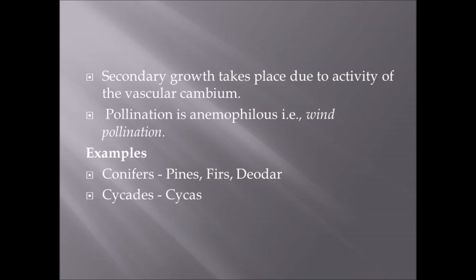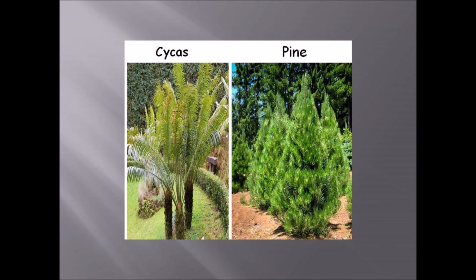The examples of the gymnosperms under the conifers category are pines, firs and deodar. These are the three examples for conifers, and under the cycads division, cycas is an example of the gymnosperms. Here you can find the picture of cycas and pine. You see they are included in the same category, but you can see the difference between cycas and pine. I told you they are branched and unbranched: pinus is branched and cycas is unbranched. Cycas has only a single stem, and pine is divided into different branches.